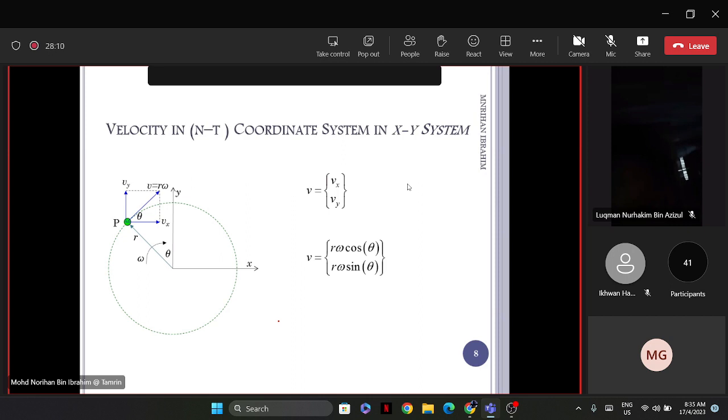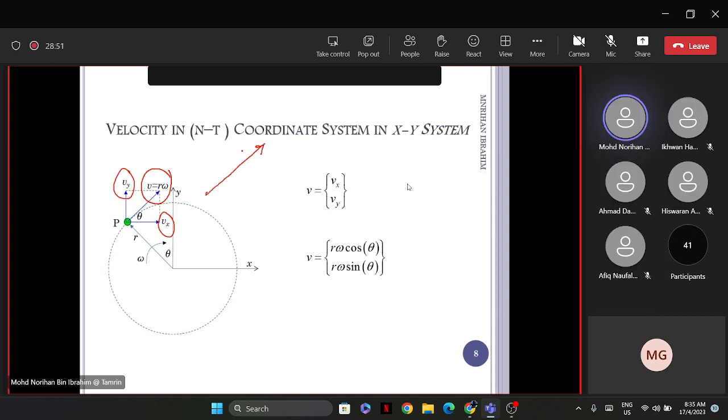The next is velocity in normal tangent coordinate systems, in XY coordinate systems. Let's say we consider a particle P which moves according to a circular path of motion. In this instance, it has the velocity of V. We know that V is equal to R omega. So we consider on this XY coordinate system, we need to break it down into the components of X and also Y respectively.